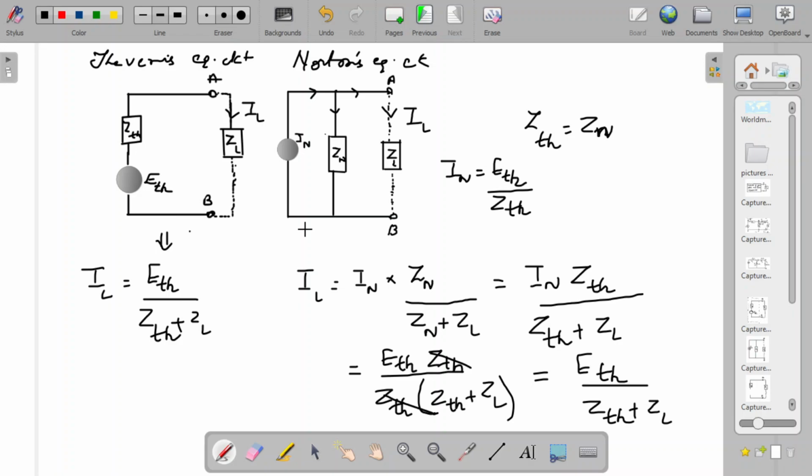And you understood that both are the same. Thevenizing a circuit and Nortonizing a circuit both finally come to the same conclusion, or they actually help us to find the same thing only. Okay, but these are the two ways of representing a complicated circuit, and they help us to simplify it or find out the current passing through the load. Okay, I hope you understood.